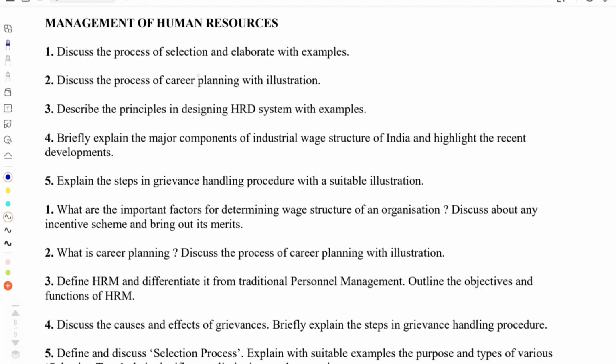So the first question is, discuss the process of selection and elaborate it with examples. So what is selection? What do you understand by the word selection or selection process? It is choosing the candidate, right? In human resource management, selection should be human resource selection, right? That is, where do we need human resources? For the jobs, right? So it is choosing the candidate from within or outside the organization who is the most suitable for the current or future position that we are seeking to fill.